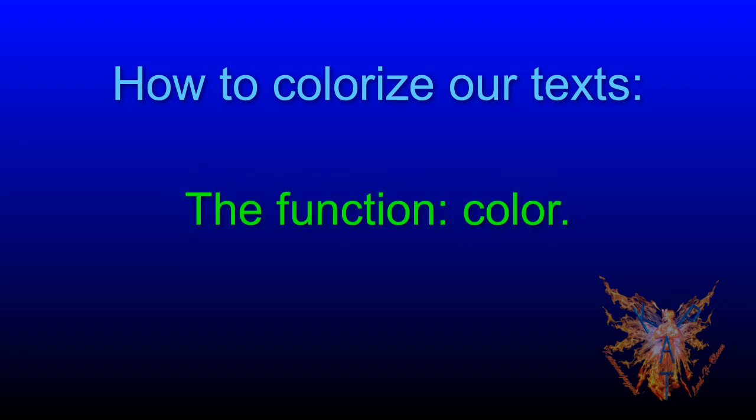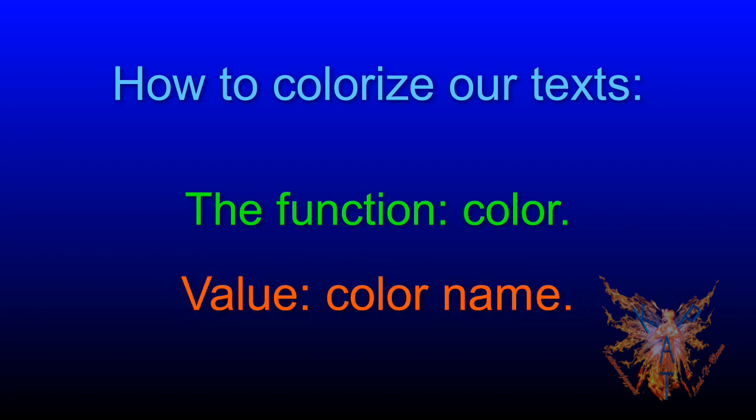Let's start with how to colorize our texts. For this we will use the function color. If you remember, we already saw this function in the basics of CSS. Good, so this function allows you to set the color of the text in the tag where it is. We also glimpsed that we could define the color by its name. Indeed, and this is the first possibility, because there are others that we will also see.